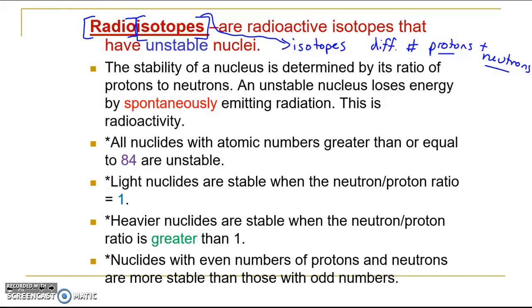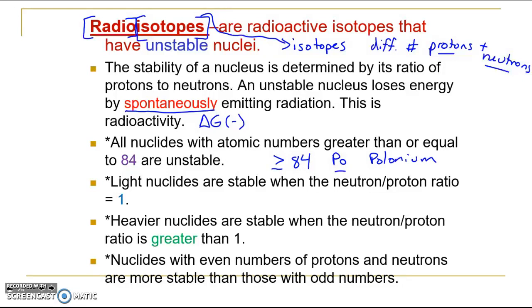The stability of a nucleus is determined by its ratio of protons to neutrons. So we know that an isotope is something that has a different number of protons and neutrons. So an unstable nucleus is something that's going to lose energy by spontaneously, that means delta G is negative, emitting radiation. This is called radioactivity. So all nuclides with atomic numbers greater than or equal to 84, which is element, I want you to write this in, polonium. This is polonium.